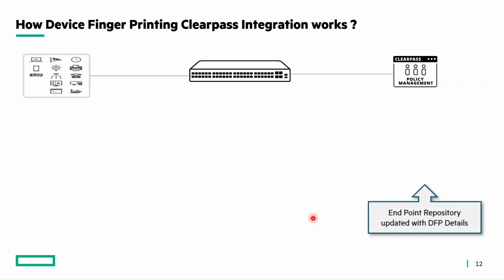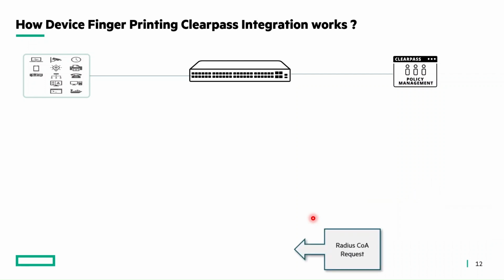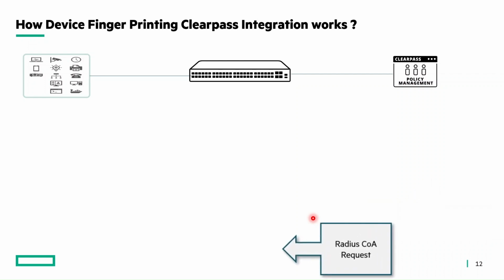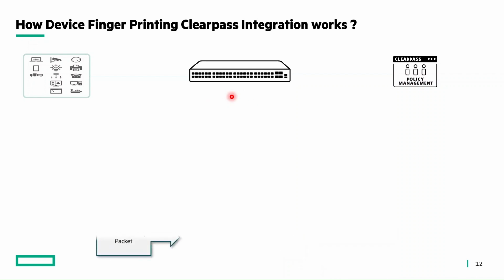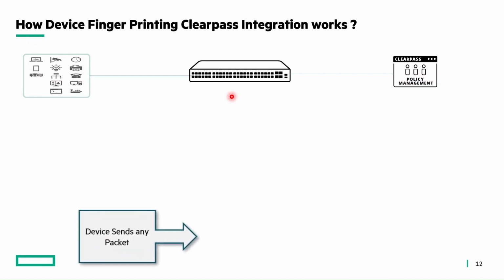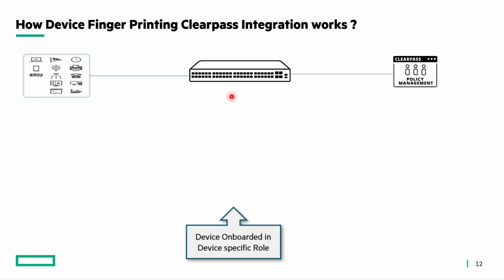So the ClearPass will update its endpoint repository with these details, and now ClearPass is aware of the device details using this DFP data. Hence, ClearPass will initiate a RADIUS change of authorization message to the switch, so the switch can bounce the client connected port. So once the client connected port is bounced, later on when the switch onboards it, it will be placed in the device specific role after a RADIUS handshake. Hence, the DFP integration with ClearPass is really helpful in device visibility and then the profile enforcement.